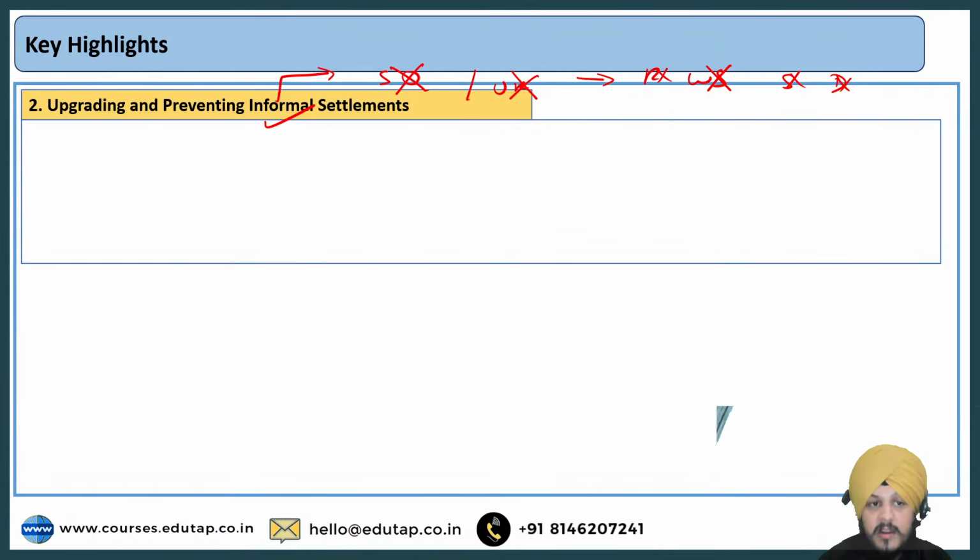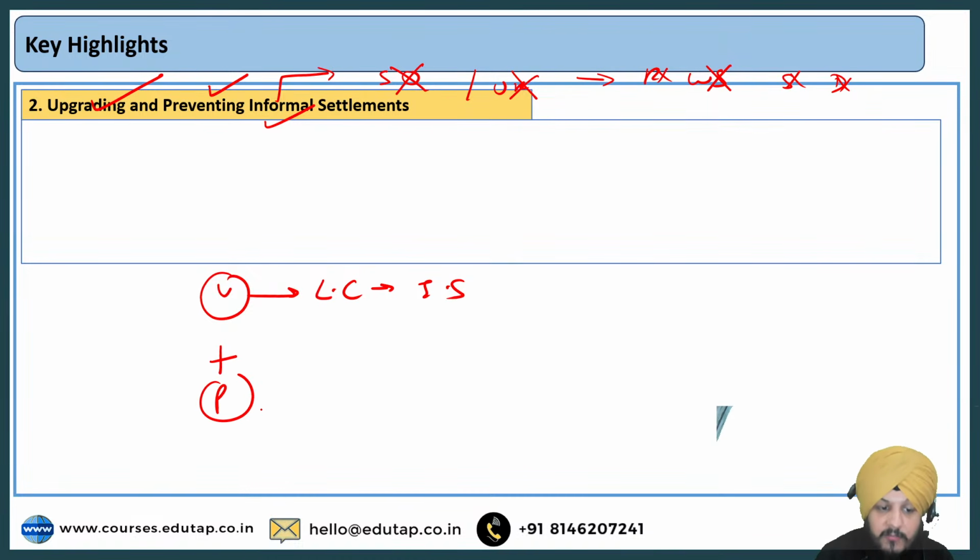Now what this UN Habitat does is it upgrades such informal settlements, and it also enables prevention of such informal settlements, so that such settlements do not get established, because they are a result of nothing but poor planning. So first of all it upgrades, where it is going to improve the living conditions in these informal settlements, and secondly it is going to prevent it. When I say preventing, it means ensuring that no new informal settlements are made because of poor planning or inadequate housing. So that is the second key feature or key objective of this UN Habitat.